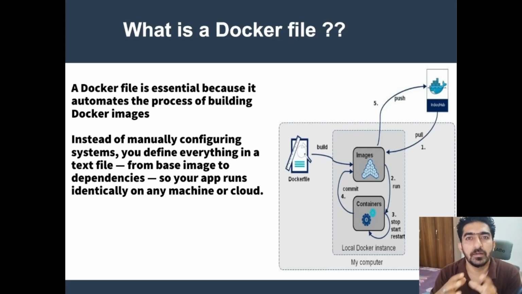Okay. And the Docker file, why is it used? This is essential because it automates the process of building the Docker images. Okay. So instead of manually configuring the system, the text file will execute and our image will be present. That is our custom image.